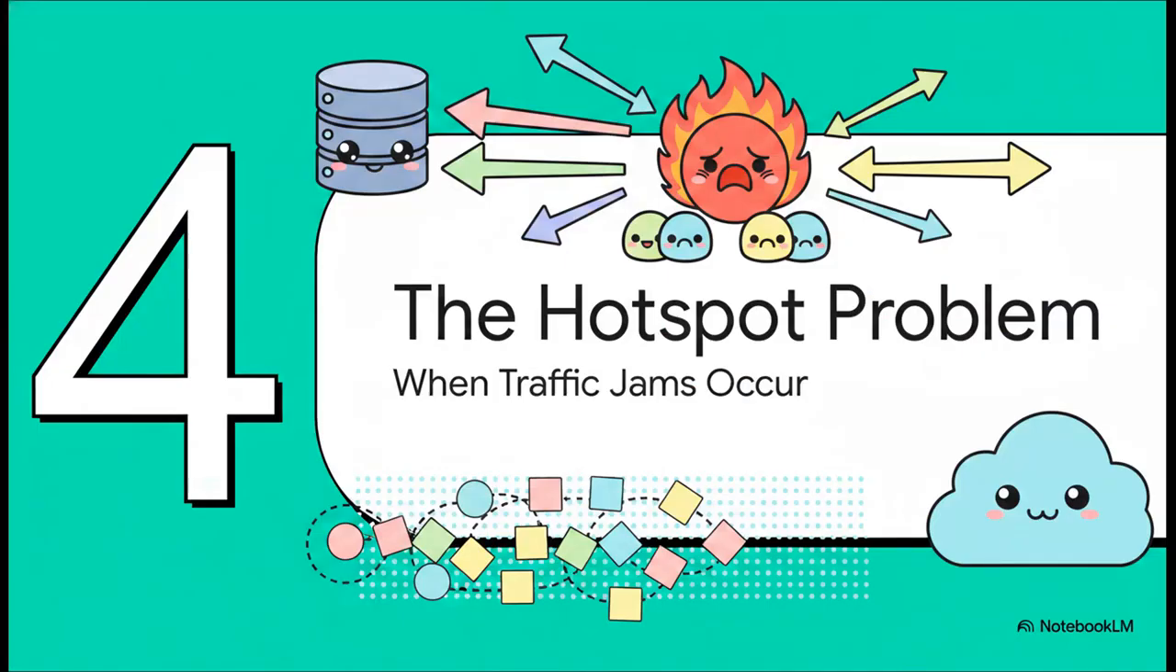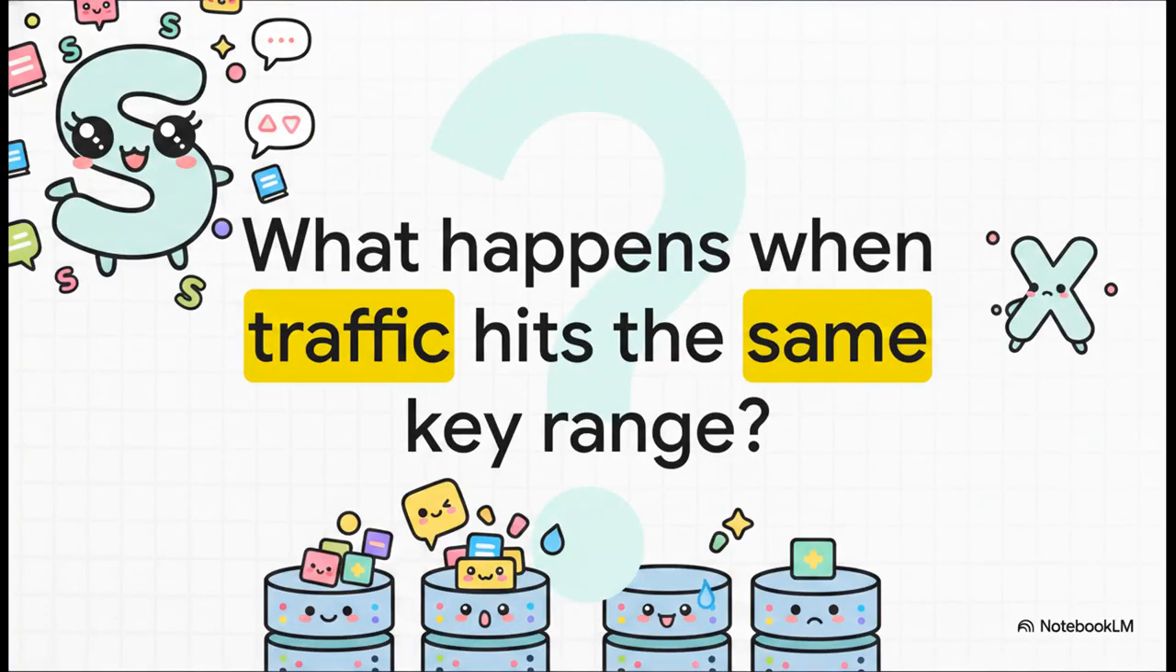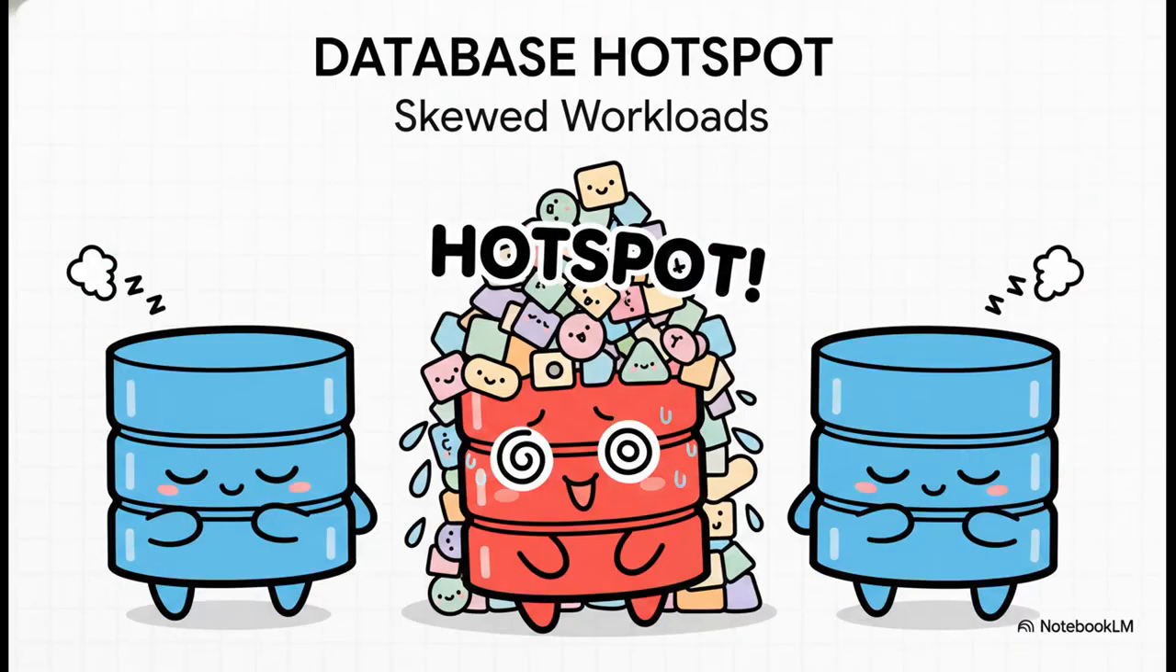Section 4. The hotspot problem, when traffic jams occur. Now, let's think about the real world for a second. Data access is almost never perfectly even, right? I mean, a dictionary has way more words starting with S than X. So I want you to imagine what happens to our beautifully partitioned database when the incoming traffic isn't evenly distributed. Well, it creates what we call a skewed workload.